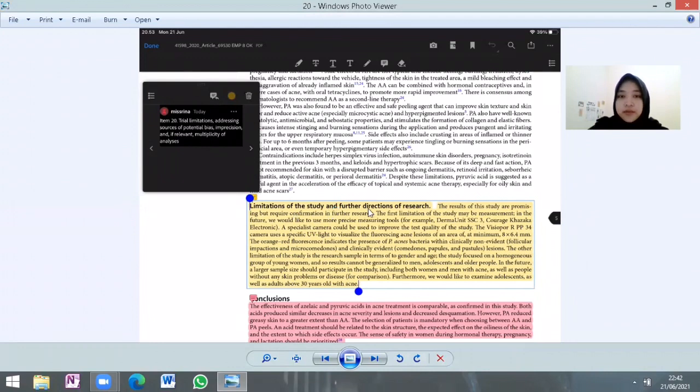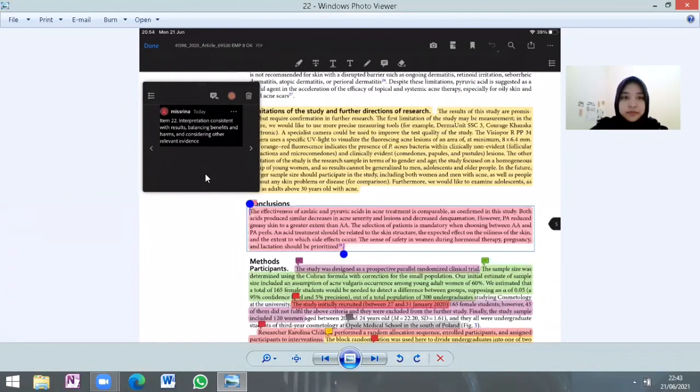Limitations of the study and further directions of research: the results of the study are promising but require confirmation in further research. For the next item, number 21, generalizability, like external validity and applicability of the trial findings, is not reported in this article. The next reported item is number 22, interpretation consistent with results, balancing benefits and harms, and considering other relevant evidence, which is reported on page number 5.